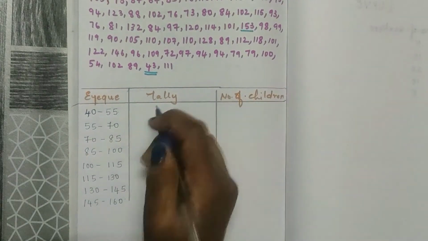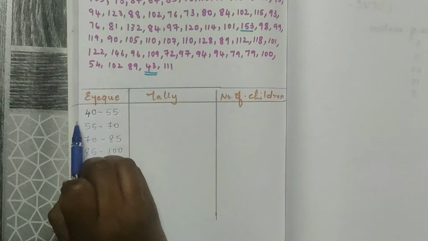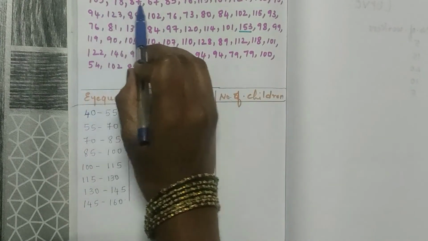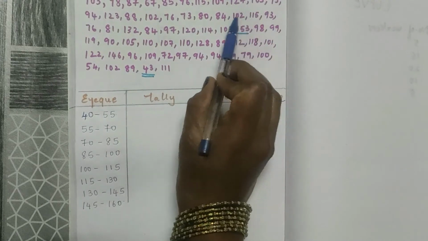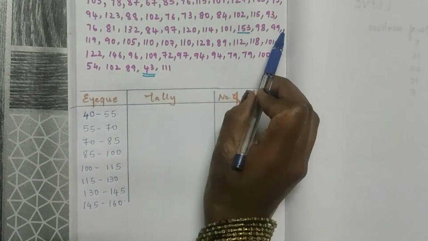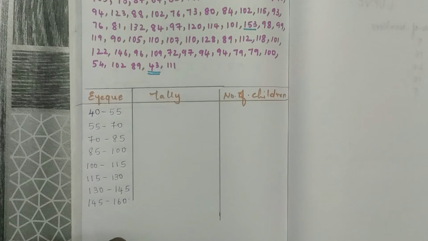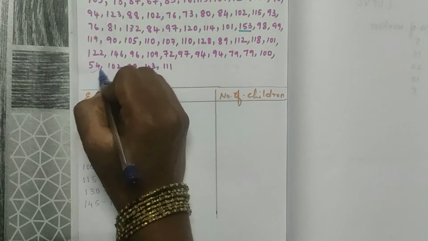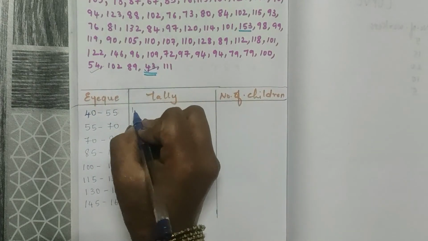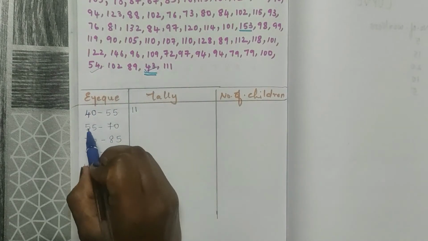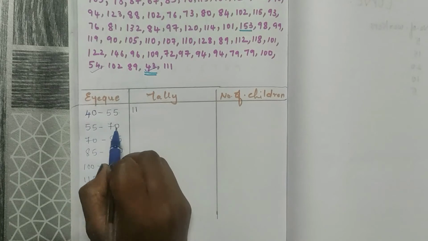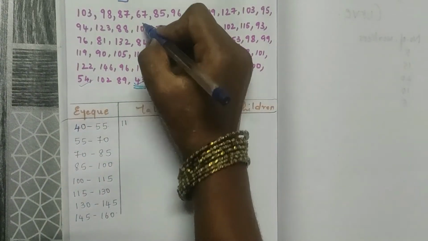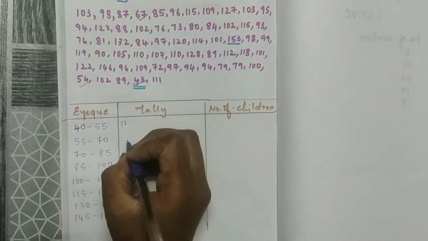So now we will start the tally. What you have to see is from 40 to 55 how many values are here. You just start from the beginning and look at how many values are there from 40 to 55. I have found two values, that is 43 and 54. Now you have to do 55 to 70. I have looked into these values and found only one, that is 67.